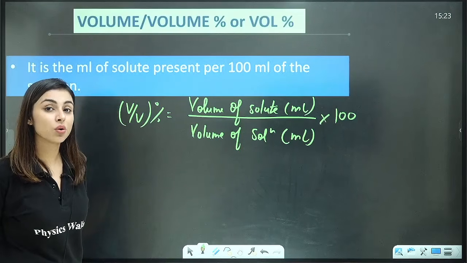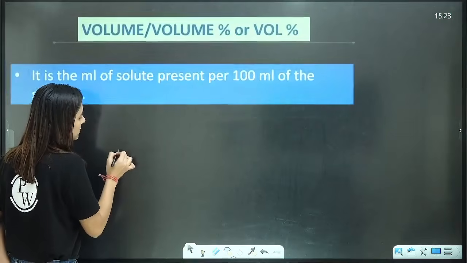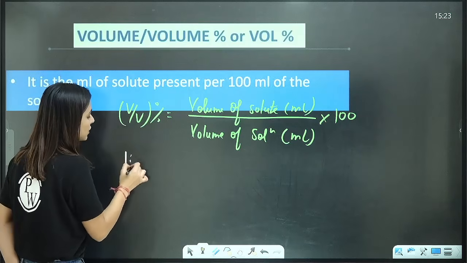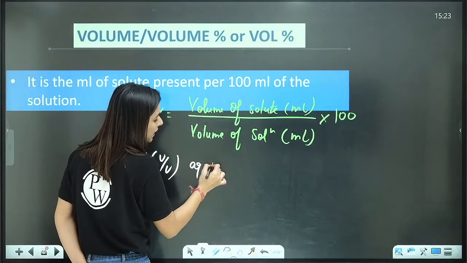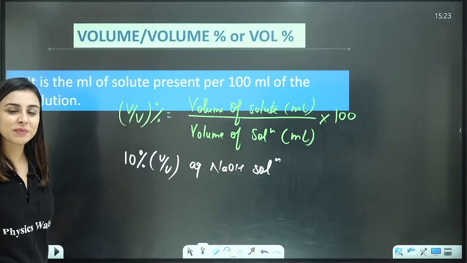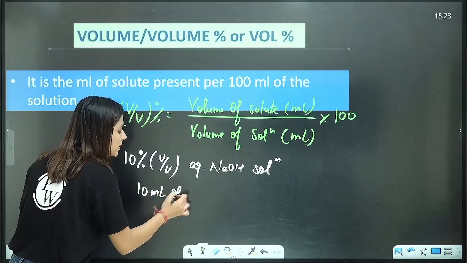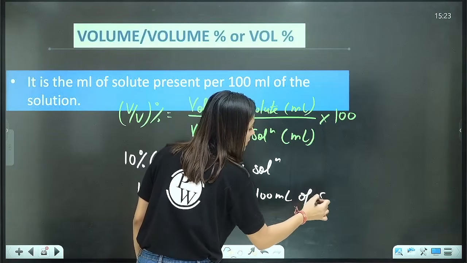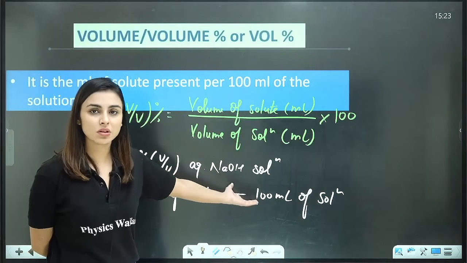And how are we going to decode the expressions? Let us write that as well. If you tell us that you have a 10% volume by volume aqueous NaOH solution, just decode it, my dear students. You can do this yourself. 10%, so 10 milliliters of solute is present in 100 milliliters of solution. This is so easy. I hope there is no issue.